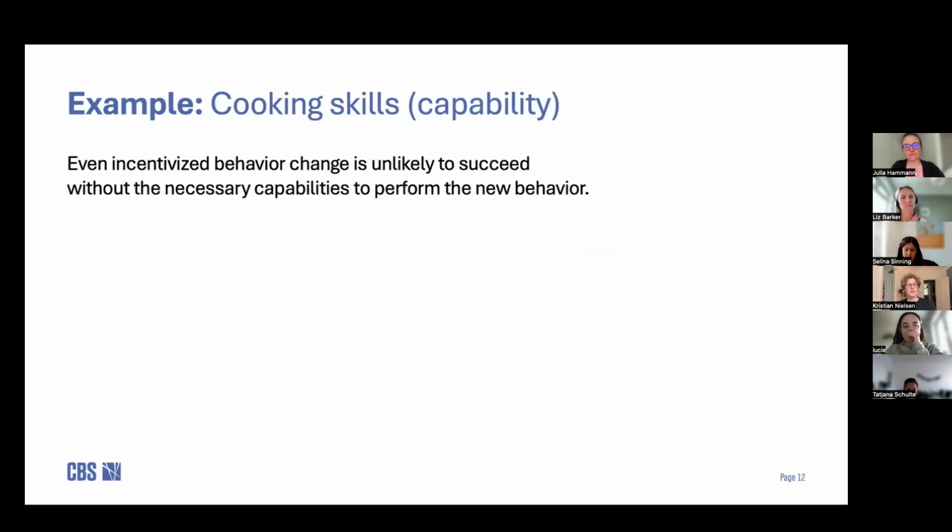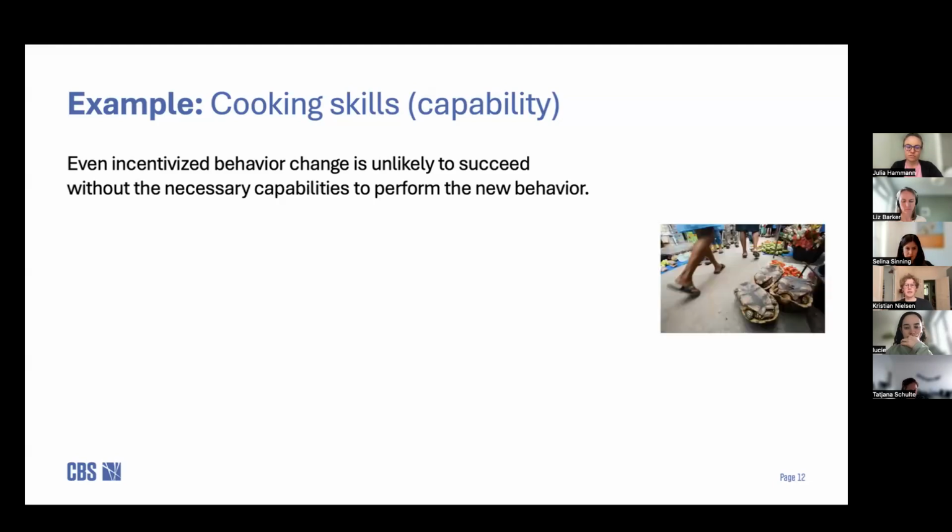Just in terms of time, I'll quickly go through an example of a capability intervention. For example, if you want to change people's diet, they need to know how to cook food products that have a lower biodiversity footprint. If you don't have the capabilities, it's unlikely that people will perform the new behavior.